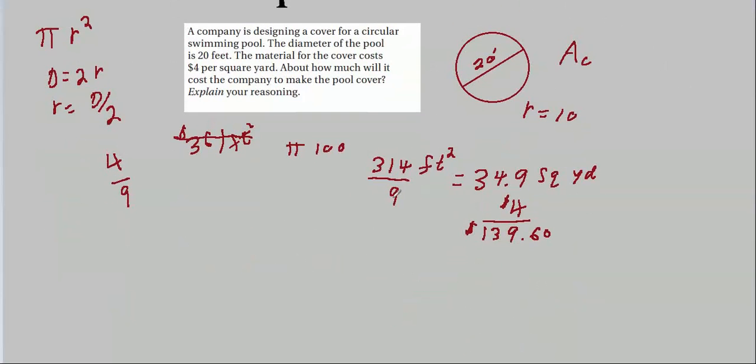Let's get a little more room here. We don't even need to convert these to decimals quite yet. I mean, who knows? Maybe 314 is divisible by 9. Let's see. And in this case, we get $139.55. Why is there a nickel difference? Well, we did some rounding. This wasn't exactly 34.9.